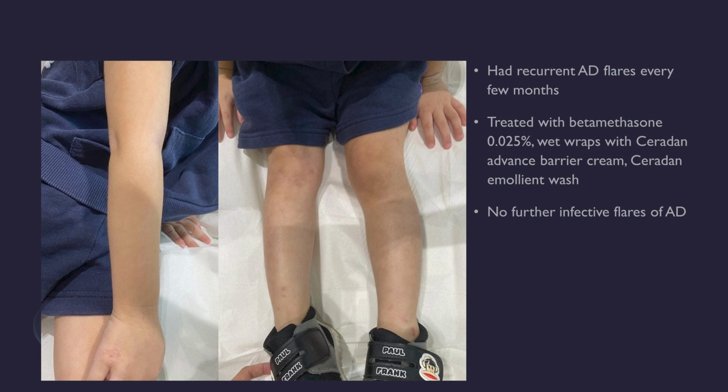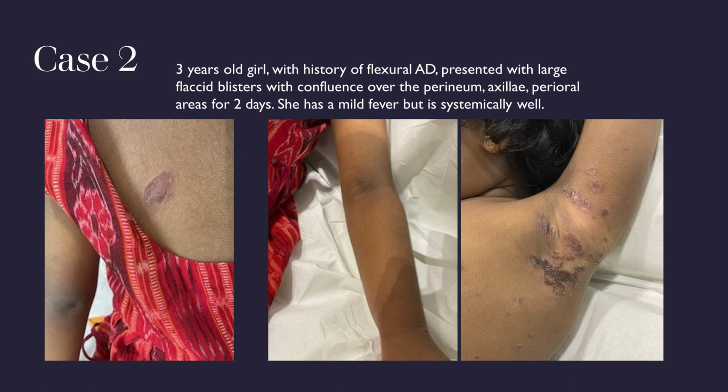Most of her eczema flares are in the flexure areas. You can still see she has got some of it left in the ankles and in the wrist as well. So I treated her with betamethasone quarter strength, wet wraps with Ceradan advanced barrier and Ceradan emollient wash as well. The emollient wash, I like to use just if they're starting up a flare. That's when I find it very useful to clear off any surface staph infections or surface staph from the skin, okay? Okay, next case.